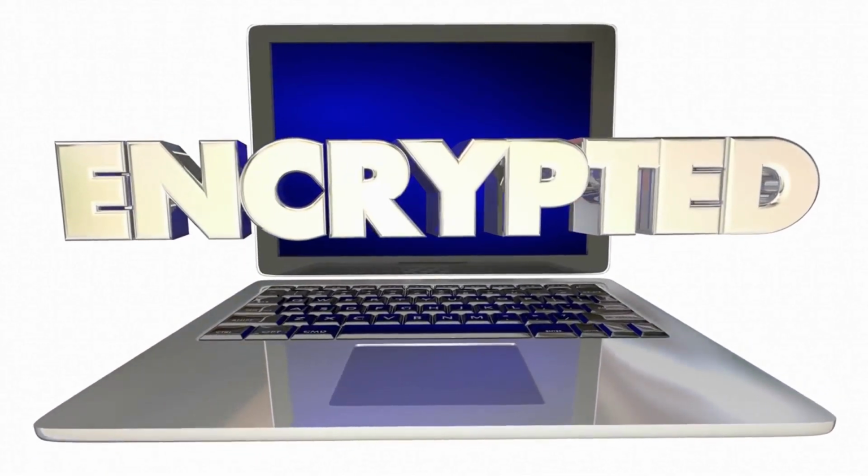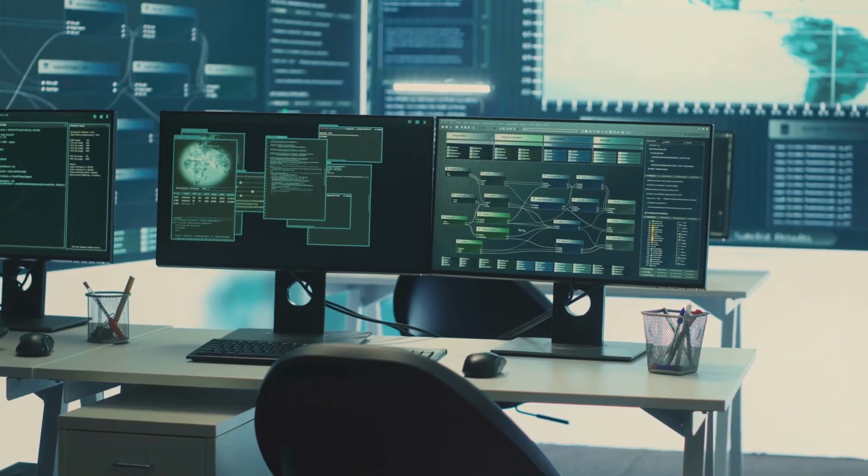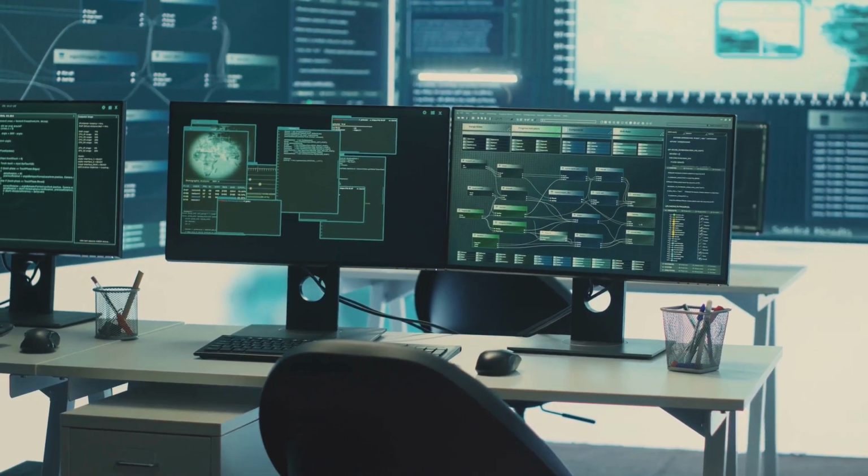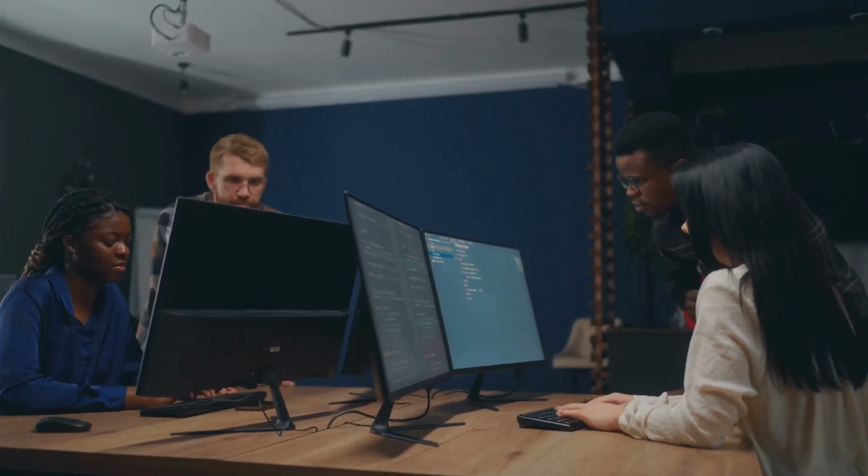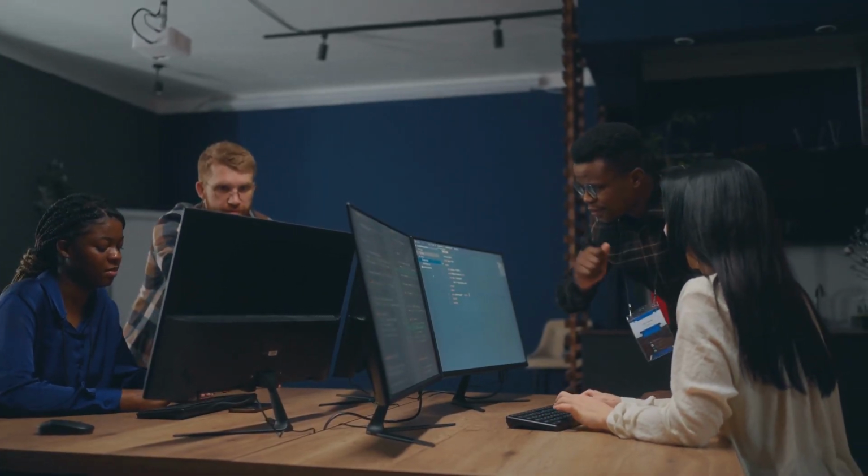Automate security with DevSecOps. Integrate security checks into your development pipeline to catch issues early. Use automated tools for continuous testing and compliance.